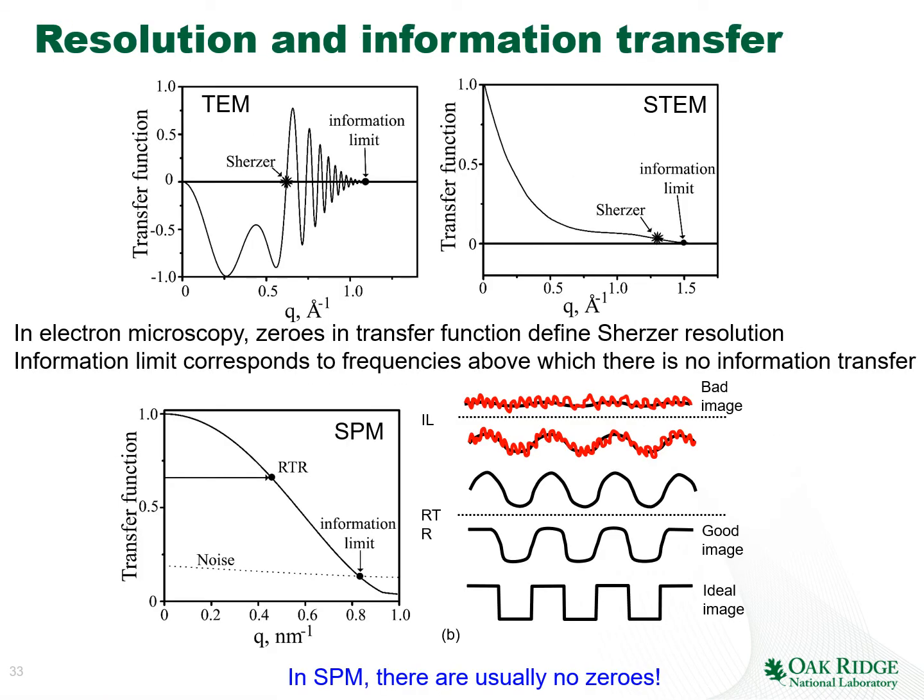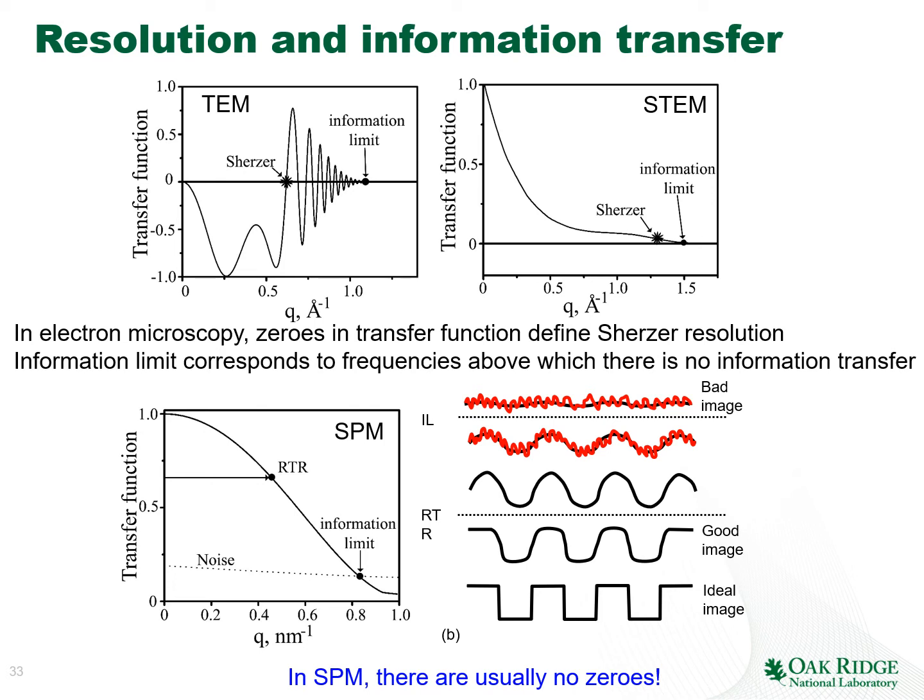So let's look at this resolution and information transfer behavior in a little bit more detail. How does the transfer function look in techniques such as transmission electron microscopy or scanning transmission electron microscopy? So in TEM, the resolution function is remarkably complex, kind of goes like this.